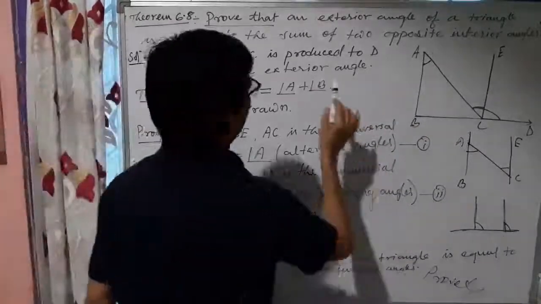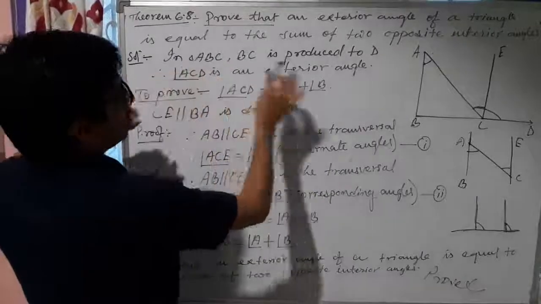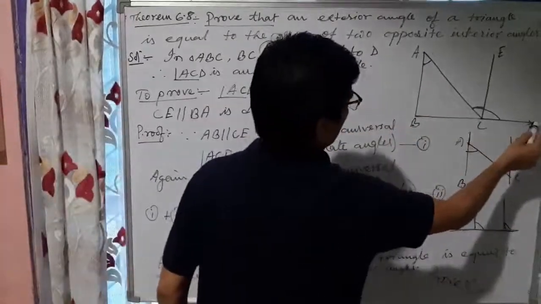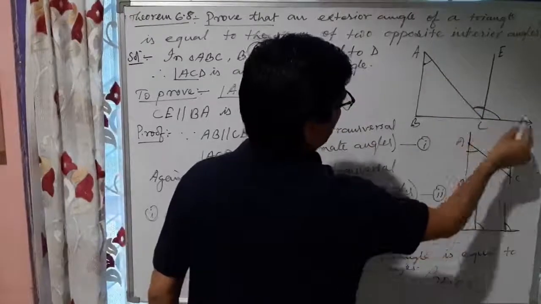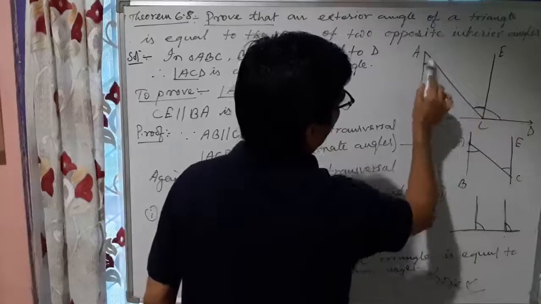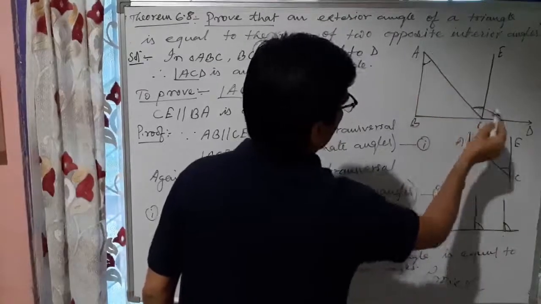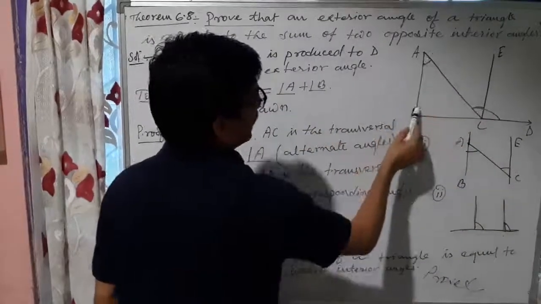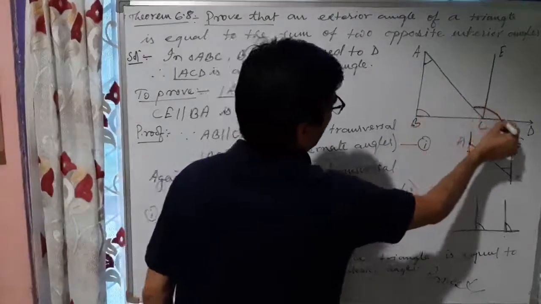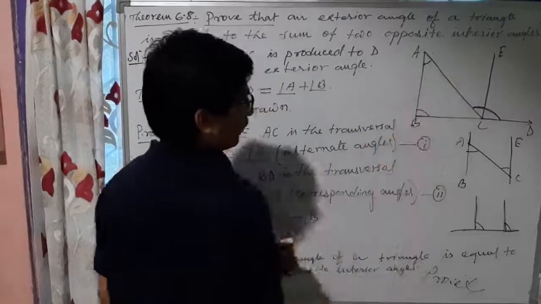So here, in triangle ABC, BC is produced to D to form an exterior angle ACD. So ACD is the exterior angle. We need to prove that this angle ACD is equal to angle A plus angle B. This whole angle ACD equals angle A plus angle B, we have to prove.